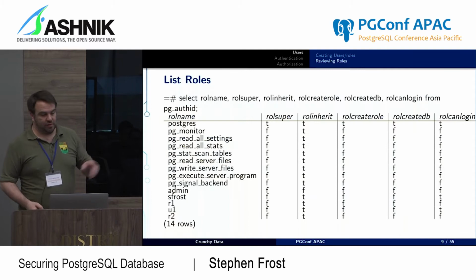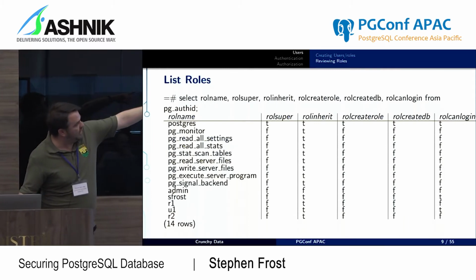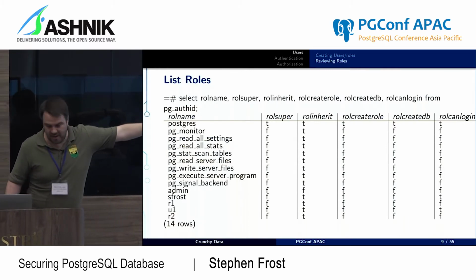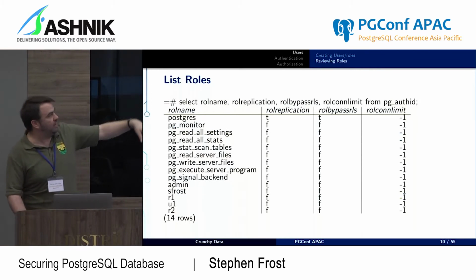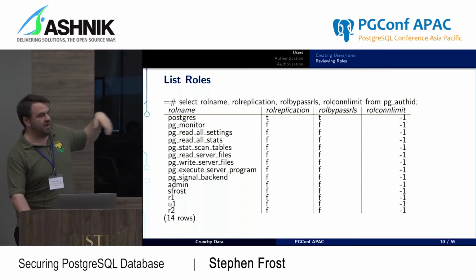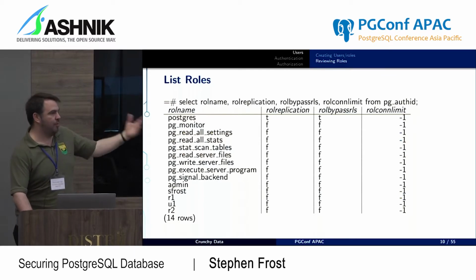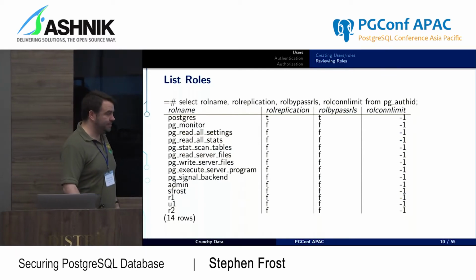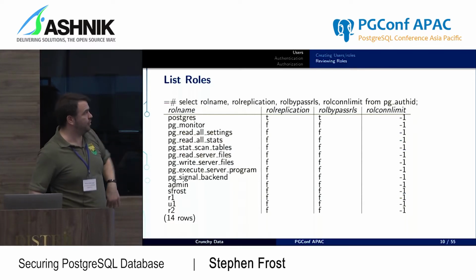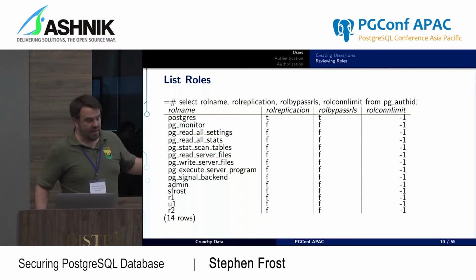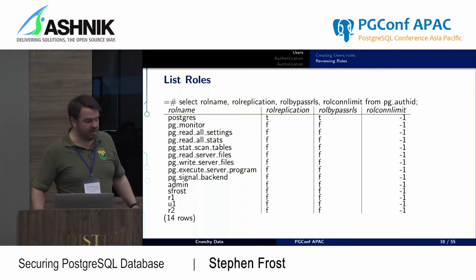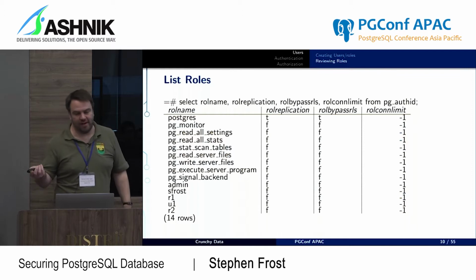So here across the top I have rolsuper, rolinherit, rolcreaterole, rolcreatedb, and rolcanlogin. And then we also have rolreplication, rolbypassrls. So bypass RLS basically means that you can query a table without going through row-level security. We'll talk more about row-level security later, but that's what that role attribute's about. And then rolconnlimit is how many concurrent connections a user can have.